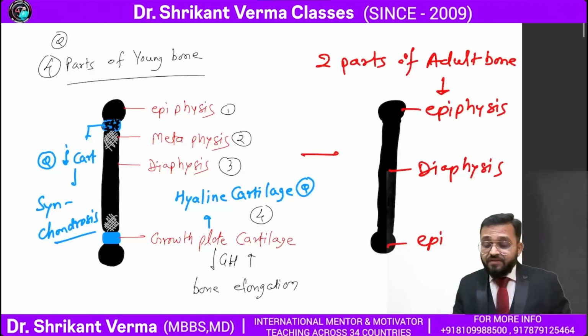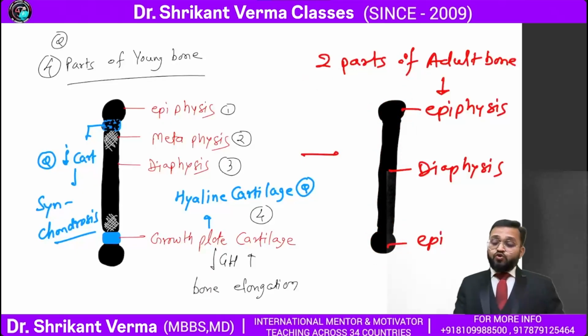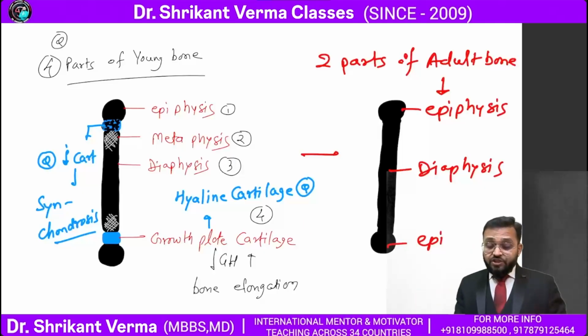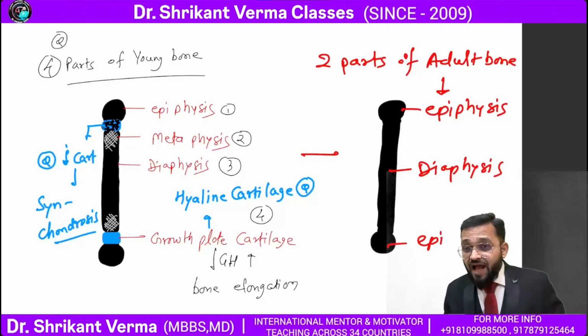After some time, when the growth hormone effect is gone, after the ossification, only the epiphysis and the diaphysis remain. So only two parts of the adult bone, right? Two epiphyses and one diaphysis. No metaphysis, no growth plate cartilage. MCQ: this growth plate cartilage, which kind of cartilage? Hyaline cartilage. Yes, it is hyaline cartilage.